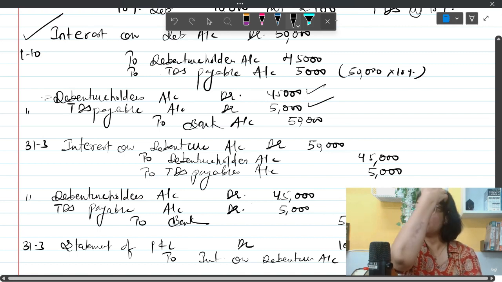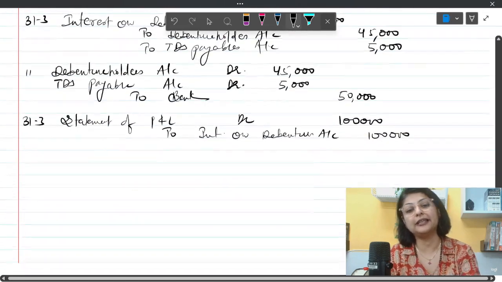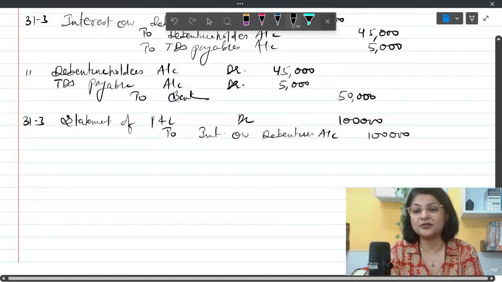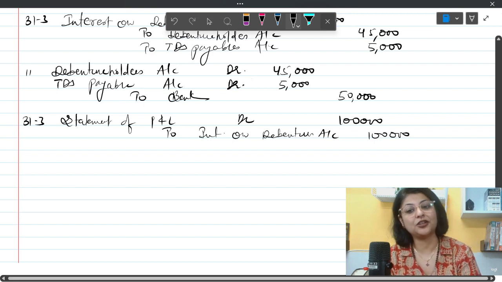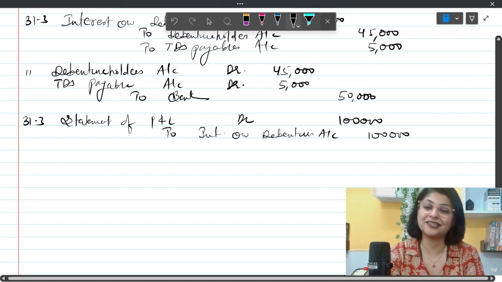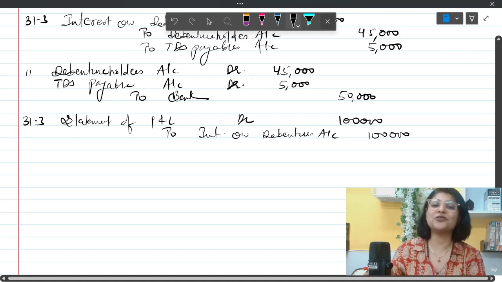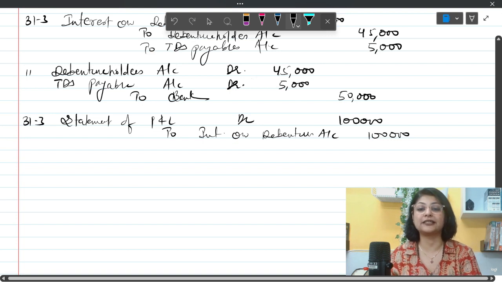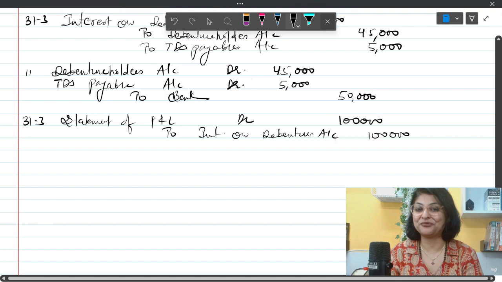Then we have passed the same two entries once again on 31st of March, and at the end on 31st of March, when we have passed the closing entry, this closing entry is for closing the interest on debenture account with this written off from statement of profit and loss. So statement of profit and loss account is debited to interest on debenture account. So this is very simple. This can come as a standalone question or this can be a part of big question as well. You have to revise this concept properly, students.